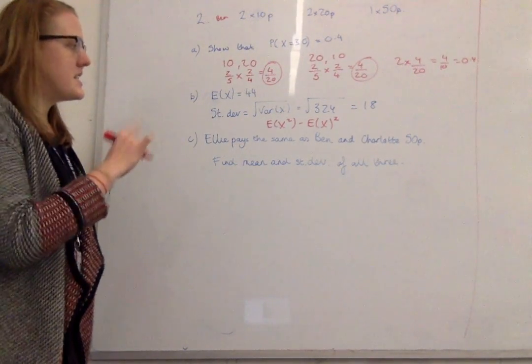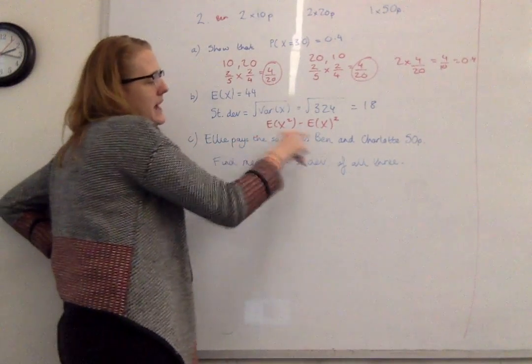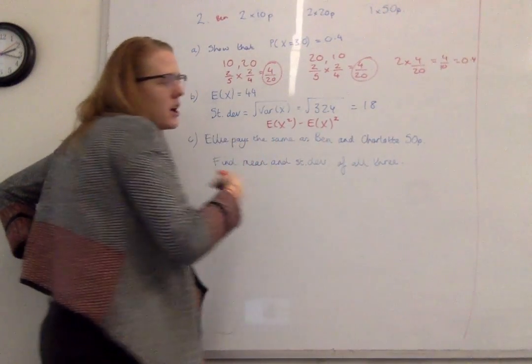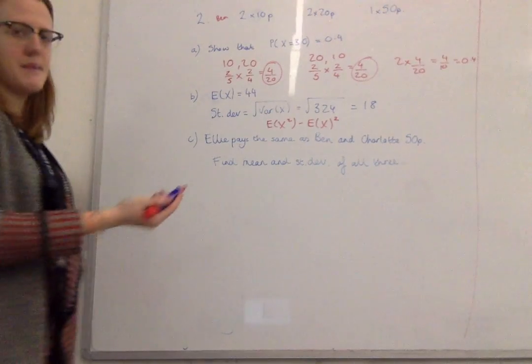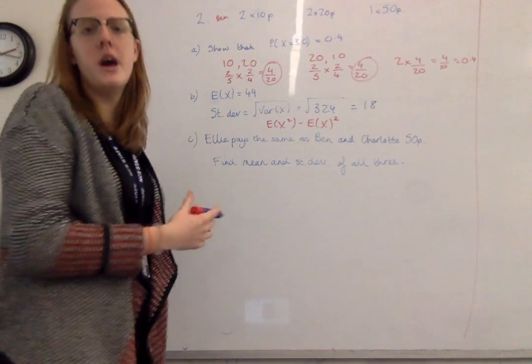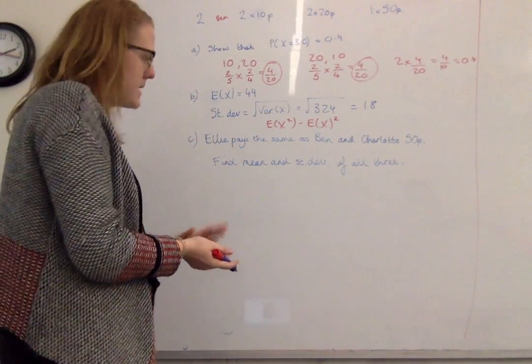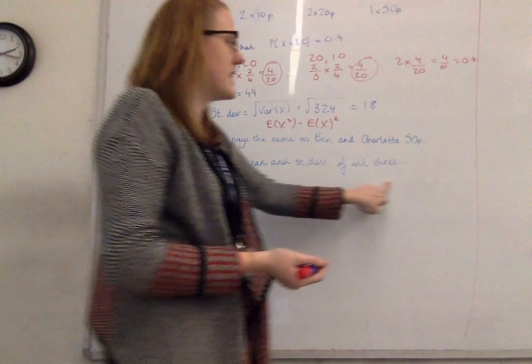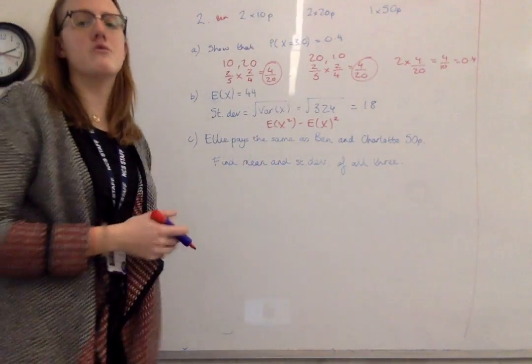Part C gives us a situation where Ellie is paying the same as Ben and Charlotte pays 50p. So it's a set amount. It's not a probability distribution because she always pays 50p. So then we need to find the mean and standard deviation of all 3 contributions.